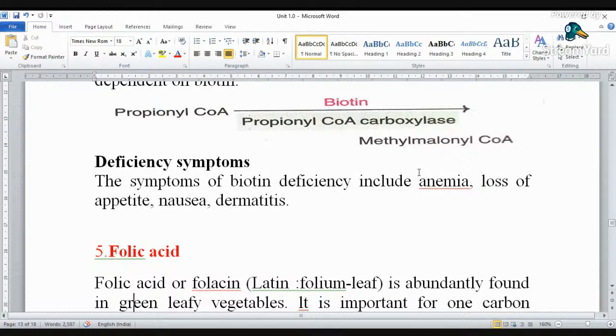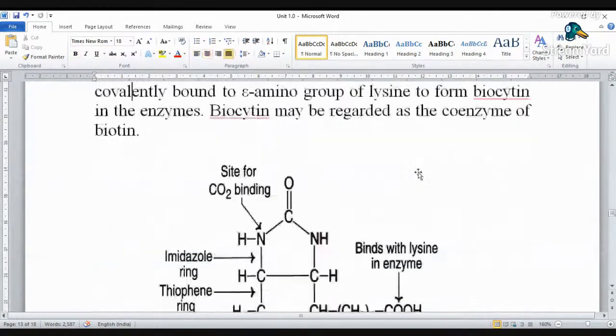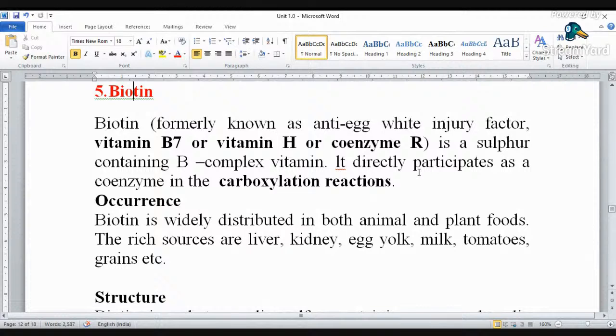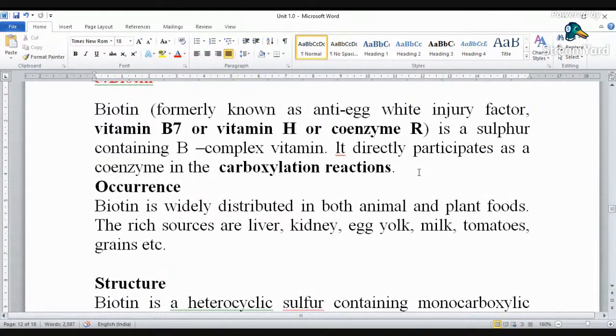So what is biotin? Biotin is a most important vitamin, which is also known as anti-egg white injury factor, or vitamin B7, or vitamin H, or coenzyme R. This is a sulfur containing B complex vitamin. It directly participates as a coenzyme in carboxylation reactions. It is widely distributed in both animal and plant food. The rich sources are liver, kidney, egg yolk, milk, tomatoes, grains, etc.